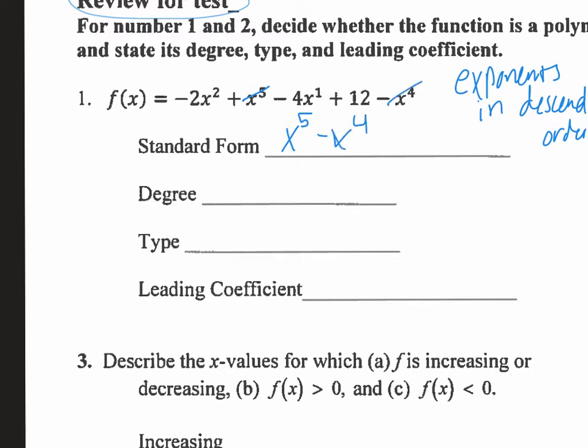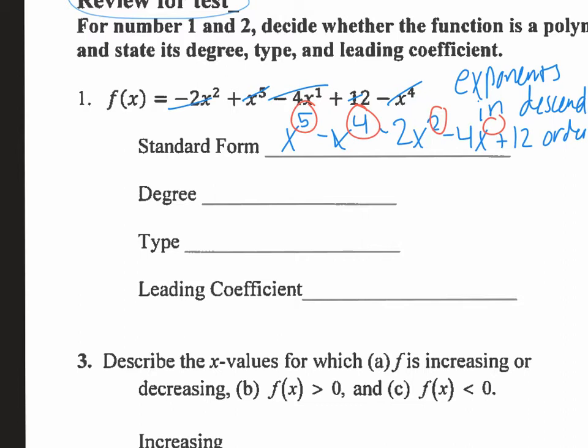Next is negative x to the 4th. Right? That gets crossed off. Next would be negative 2x squared. That gets crossed off. Next is negative 4x to the 1st. I'm just not going to write to the 1st. That gets crossed off. And then we have to add 12. Pretty basic. Right? Just make sure that you don't forget a term. Make sure that you're putting these exponents in descending order. 5, 4, there's no 3, 2, and 1, and then 0 is the constant term, right? So make sure you're doing that.